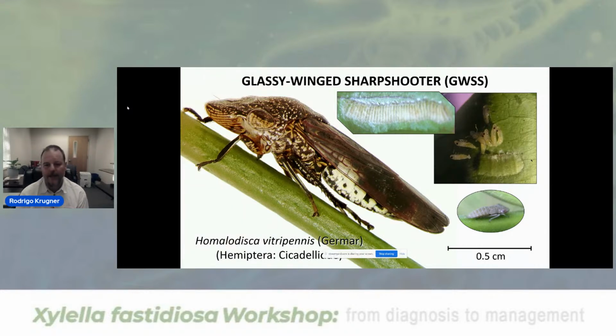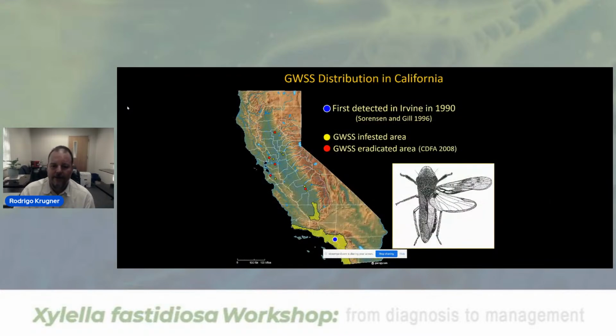I have them here in the lab. In the lab, they can lay up to 1,000 eggs, and they can live up to 1 year here in the lab. Out in the field, we don't know, possibly a little bit shorter than that. They can feed on hundreds of plant species. So they're polyphagous. They were first found in Southern California in Irvine in the late 1980s. And then slowly they're moving up to the north part of the state.